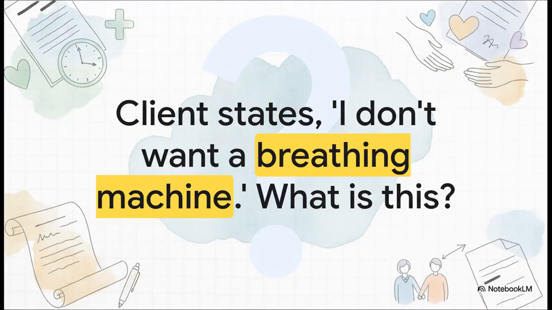Okay, practice question time. A client is working on their advanced directives and says, I'm going to make it clear I don't want to be kept on a breathing machine. Does this show they understand the purpose of a durable power of attorney, a living will, or a DNR order? The answer is B, a living will. A living will is a document about your wishes for treatment. A durable power of attorney is about who makes the decisions for you if you can't. See the difference? It's wishes versus the person.